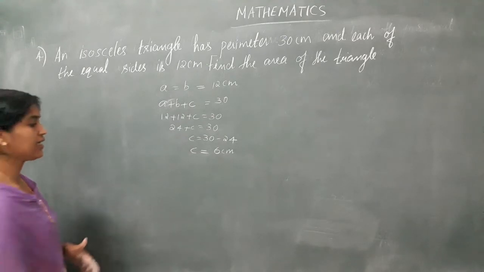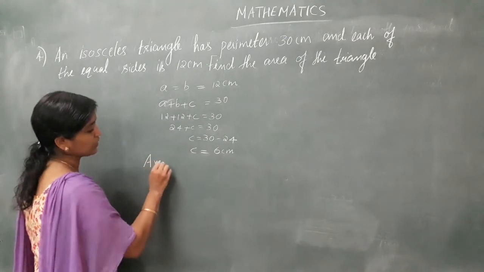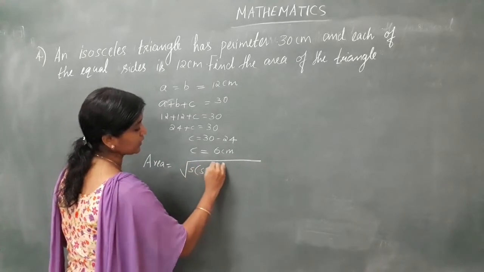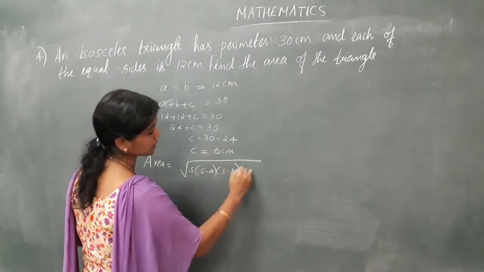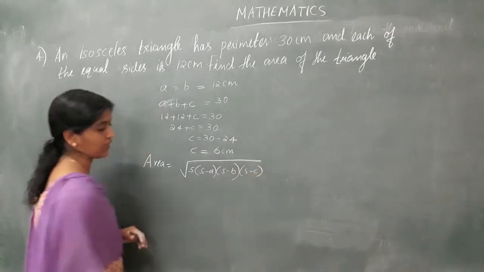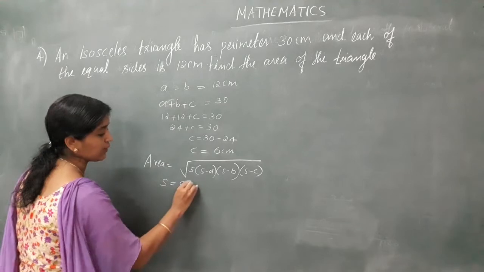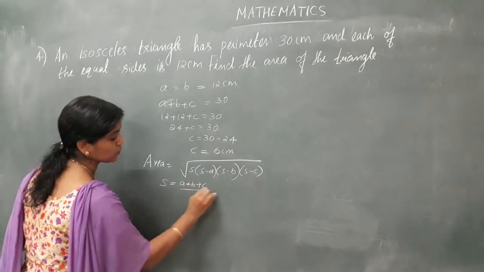Now to find the area, what is our formula? Area is equal to root of S into S minus A into S minus B into S minus C. I have to get S first. S is equal to A plus B plus C by 2.